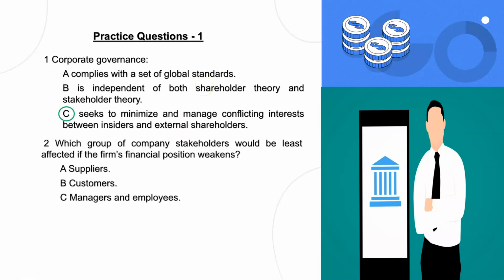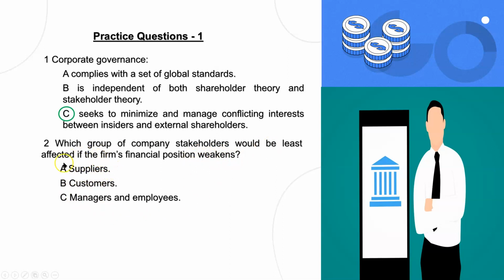Let us see another question. Which group of company stakeholders would be least, be careful about this word, affected? That means what comes next is the effect of a weak financial position. All of them will be affected, but which one is the least? That is very important. Now, suppose the company has a weak financial position. Which one of these will suffer?